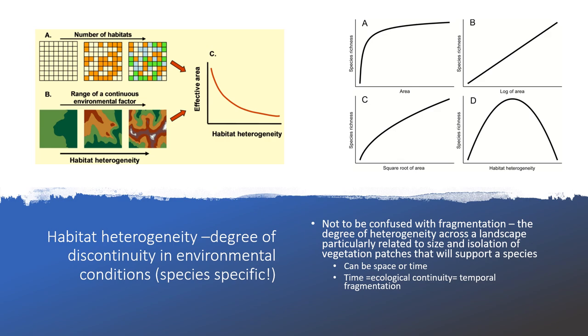If we go over to this graph right here, we start to see why. As you increase heterogeneity, you get to a point where things are so heterogeneous that each individual patch is not a large enough effective area to support some of the species that would add to that species richness. So in a sense, it's becoming so heterogeneous that none of the components, or the different vegetation structure and composition associated with it, are usable because none of them are big enough. That's a pretty important concept.